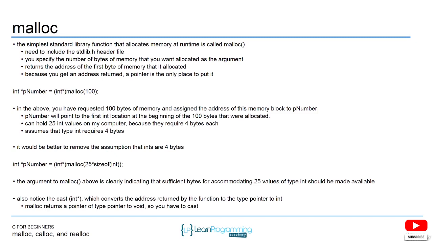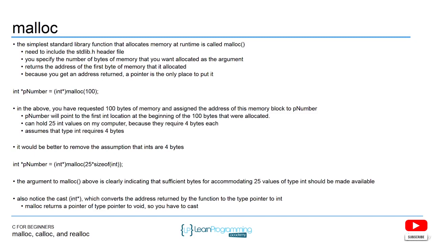This converts the address returned by the function to the type pointer to int, an int pointer. Malloc returns a pointer of type void. That's what makes it so useful, right? It returns that address, but it's a void pointer. Remember, we talked about void pointers and why void pointers are useful, because now you can have a function that can take different parameters and it can return a void pointer. Now you're seeing the power of returning a void pointer.